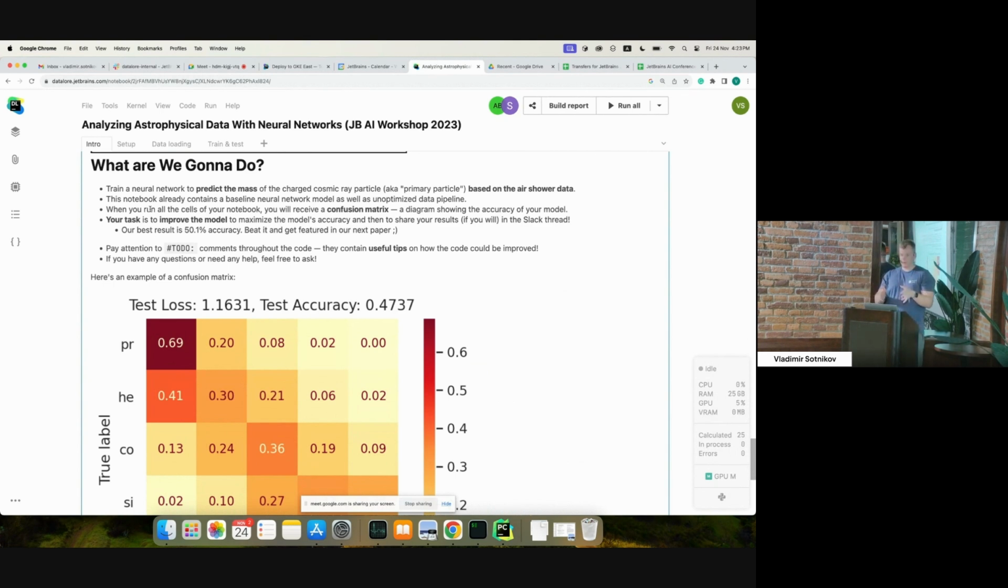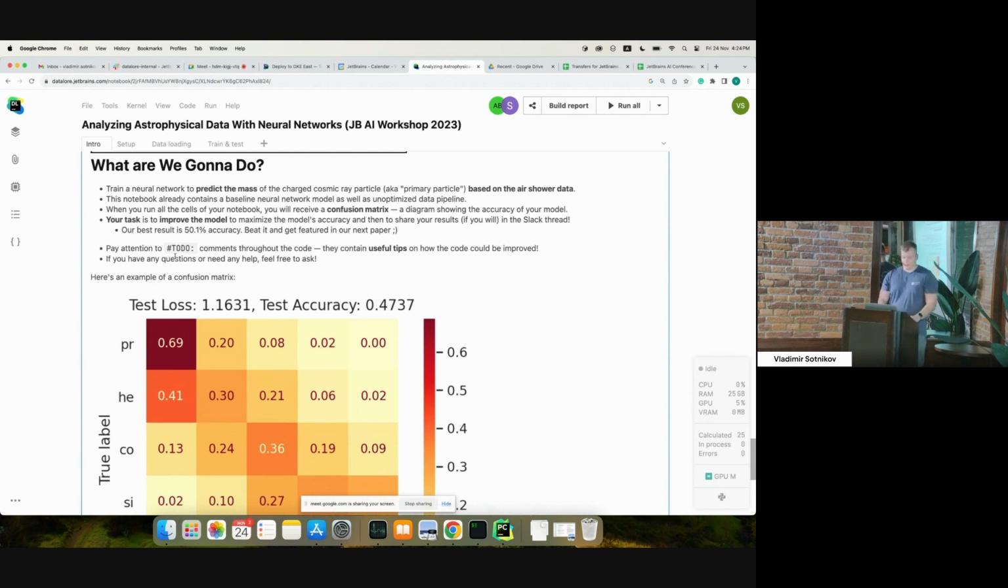This Datalore notebook already contains a baseline neural network, data pipeline, evaluation pipeline, and aside from everything, it contains some small code hints. Each one is marked with a TODO comment, and throughout the workshop, you could try to find these TODOs in the code. They hint at the parts of the code that you could edit yourself and try to tweak the model or the data pipeline and see how it affects the result.